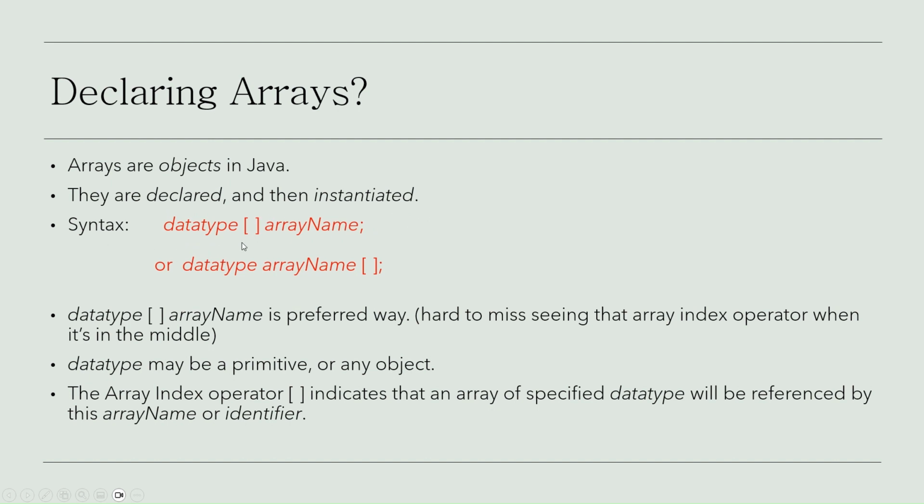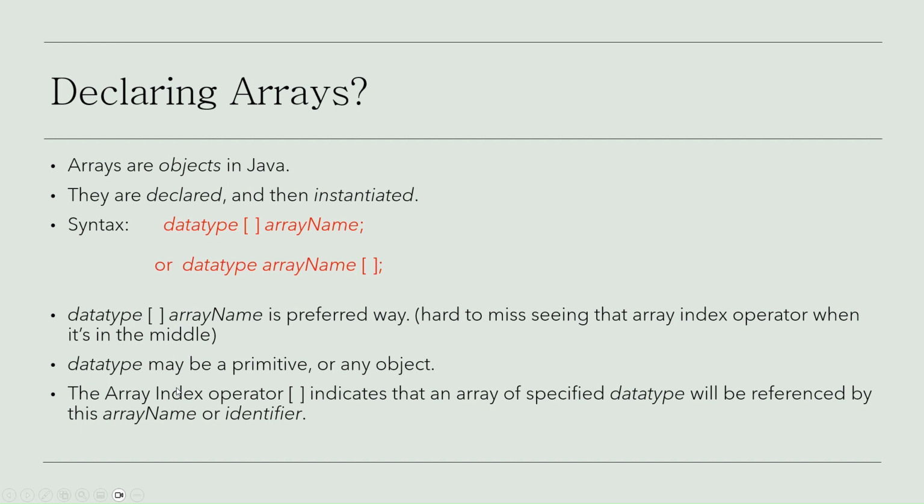Syntax will be data type, which means int, double, string, or so, the square brackets, then the array name. Or we can use another way: data type, array name, then the square brackets. The preferred way to declare an array is data type, square brackets, and array name. This way it's very hard not to see the square brackets, so it is recommended.